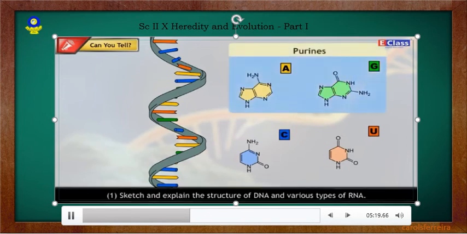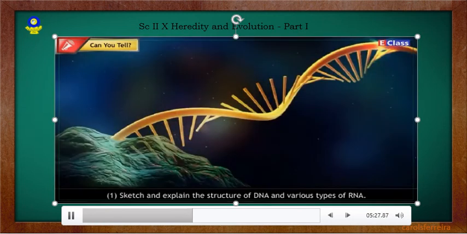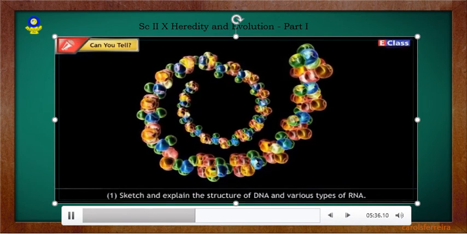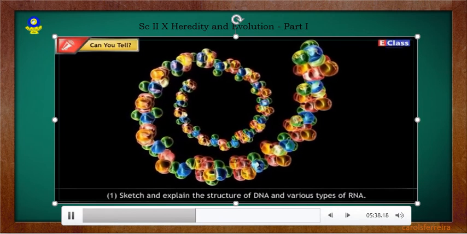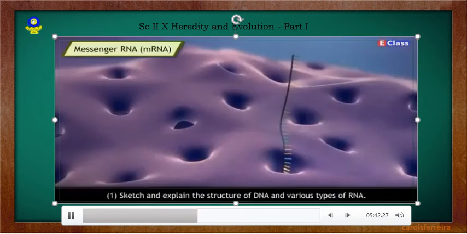4. Adenine and guanine are two purines and cytosine and uracil are two pyrimidines. 5. RNA is found both in the nucleus as well as in the cytoplasm. 6. According to the functions, RNA is of the following three main types. A. mRNA.